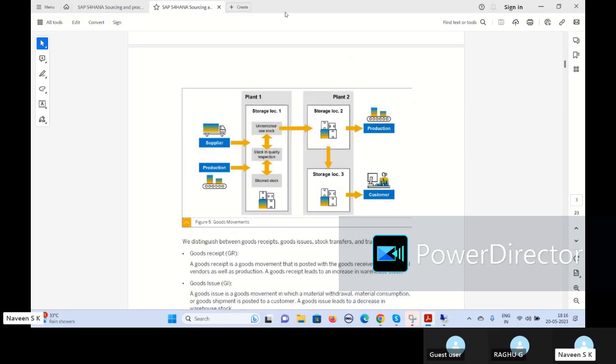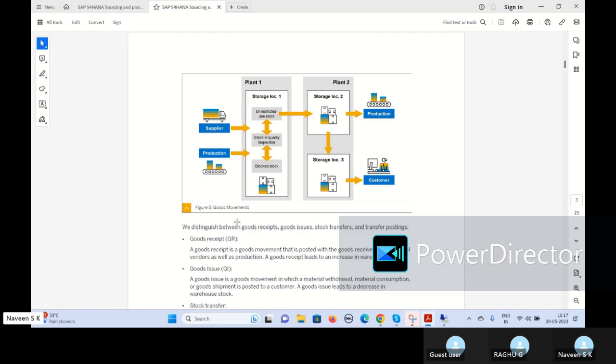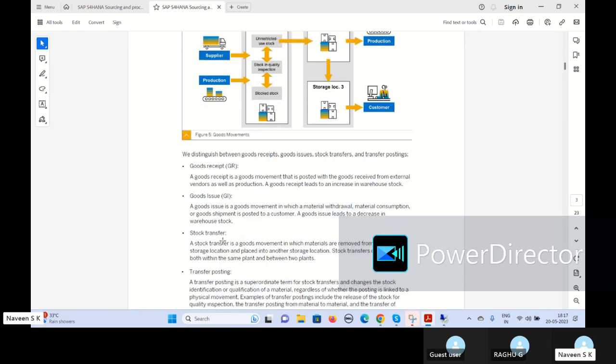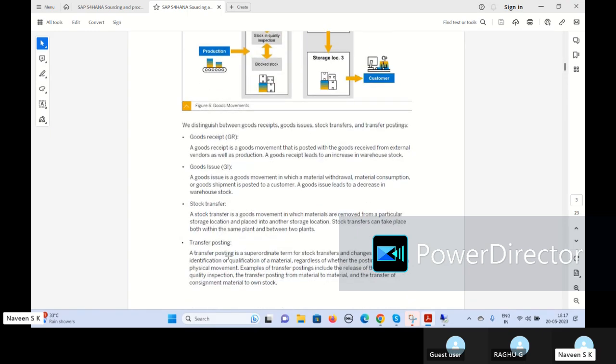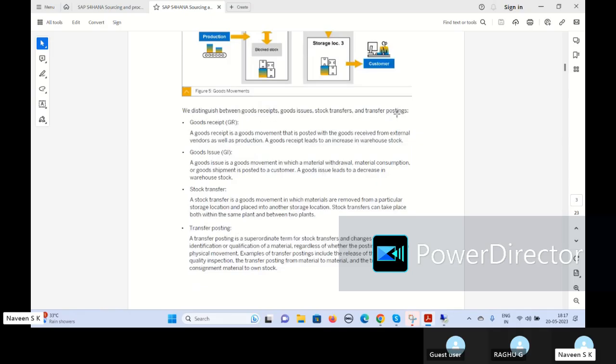As it is inventory management, it involves movement, right? It has different kinds of movements. Here we use different types of movements, mainly goods receipt and goods issue. Other processes are stock transfer and transfer posting. Generally everyone knows GR and GI, but stock posting will also often happen with the goods movement.